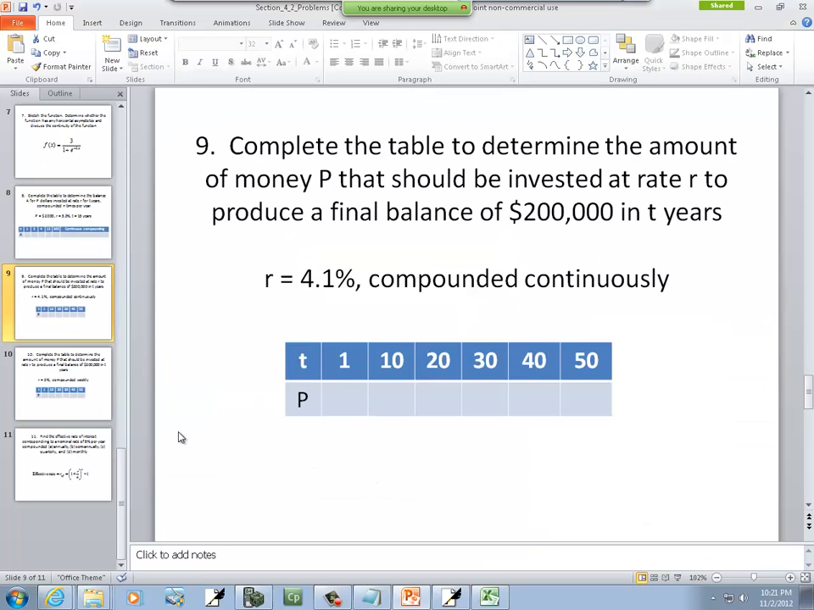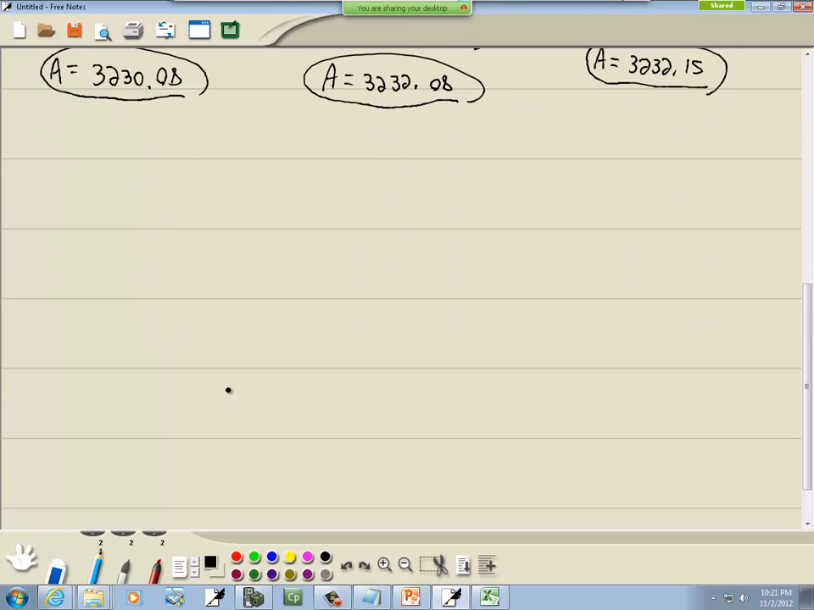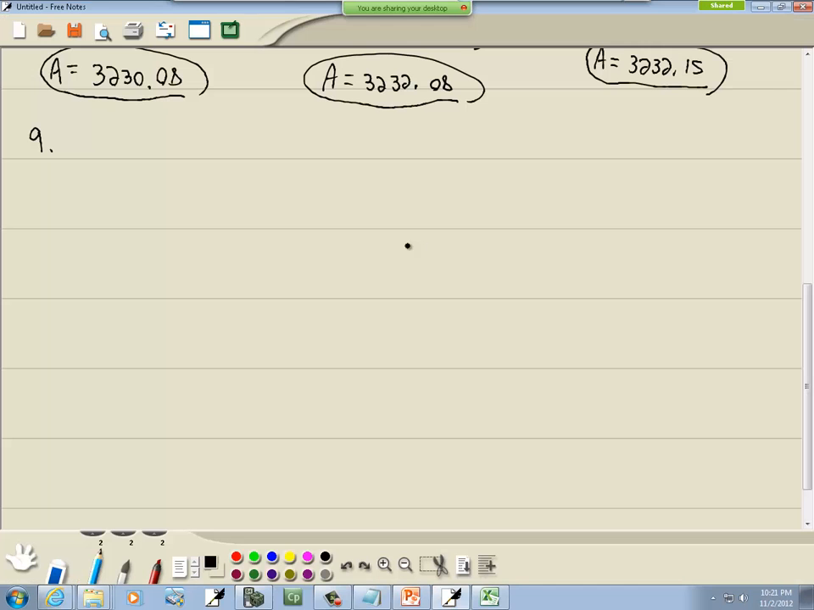Now I'm not going to be real tedious with this and do all of them by hand anymore. I'll do one of them by hand, then I'm going to go and do it in Excel. So for this next problem, number 9. It says, complete the table to determine the amount of money P that should be invested at rate R to produce a final balance of $200,000 in 2 years. It says right here, compounded continuously. So that's our PERT formula.